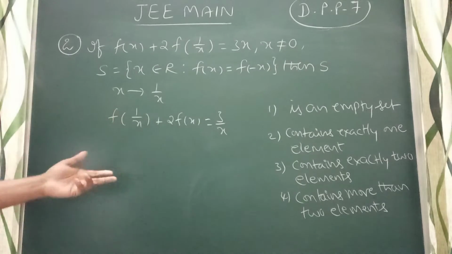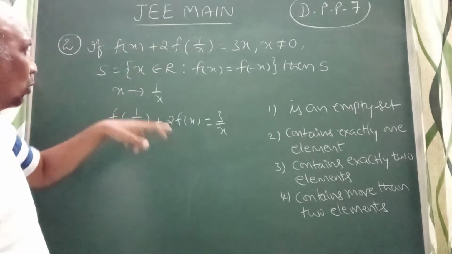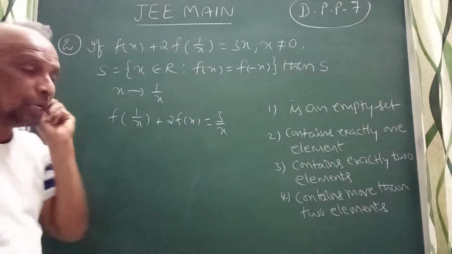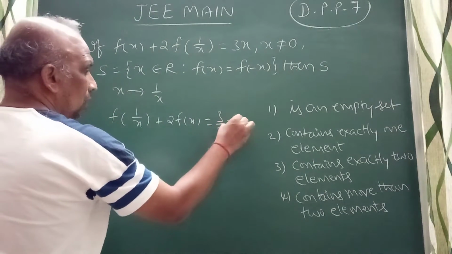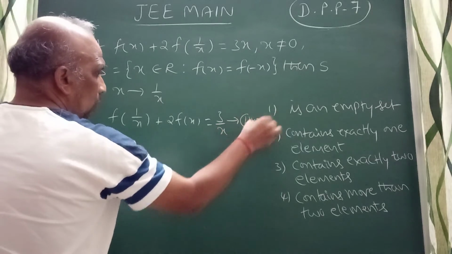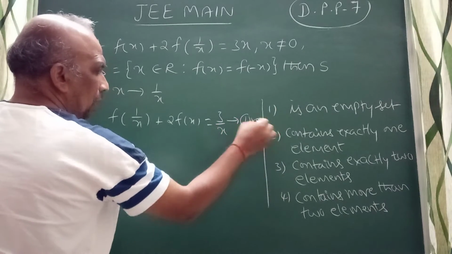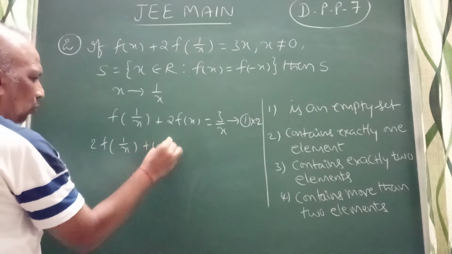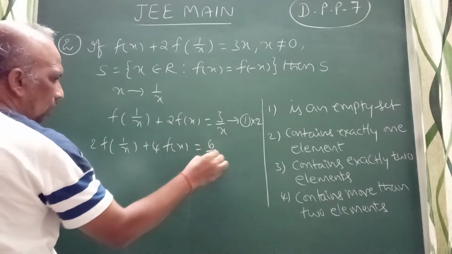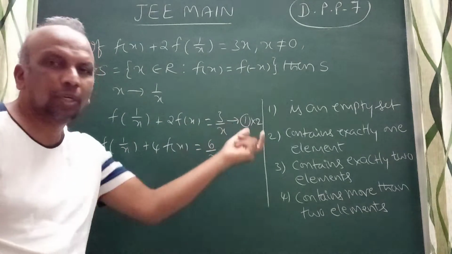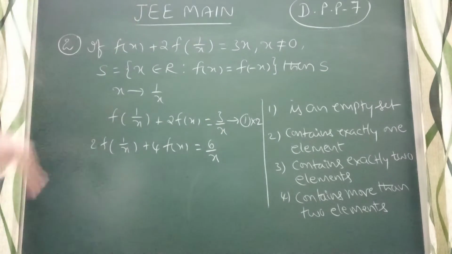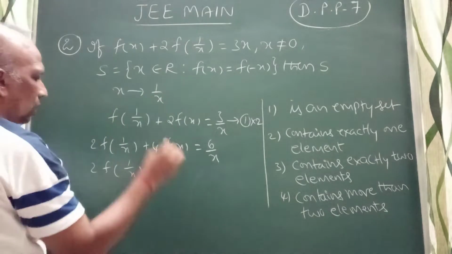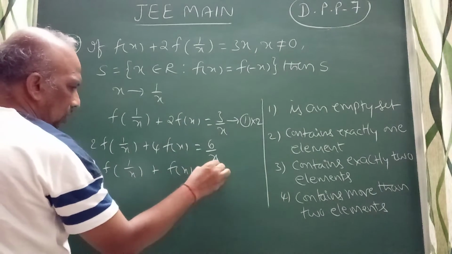If we replace x by 1 by x, this will become f of 1 by x plus 2 into f of x equal to 3 by x. To eliminate, I don't want 2 into f of 1 by x, so multiply this entire equation, equation 1, with 2. We get 2 f of 1 by x plus 4 f of x equal to 6 by x. Let it be equation 1. The given equation is 2 into f of 1 by x plus f of x equal to 3 by x.